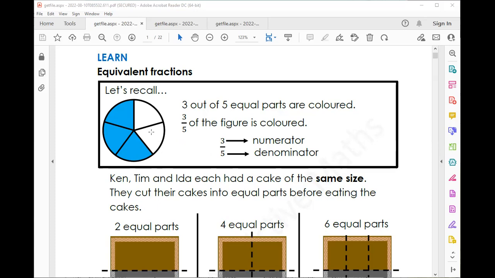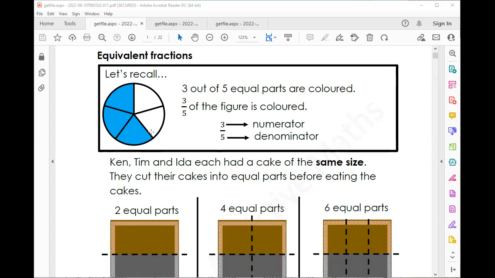Remember not to let students just go with the idea of 3 over parts. That's the wrong way of doing it. So make sure it is 3 out of, so that the understanding of fractions can be reinforced.